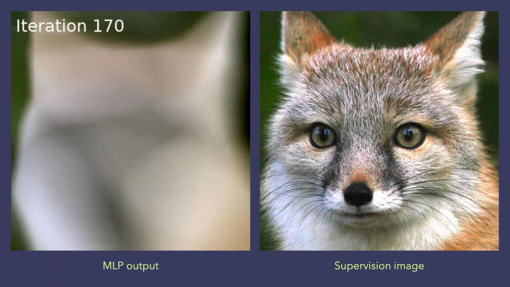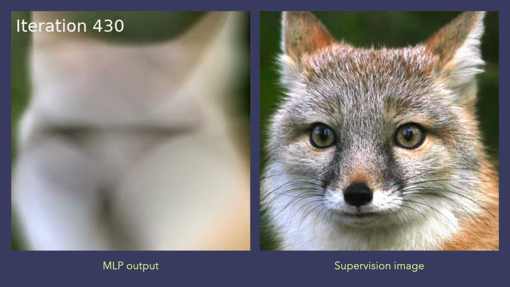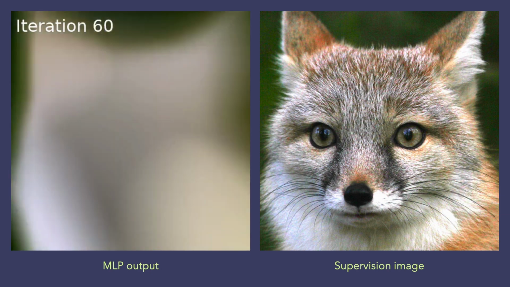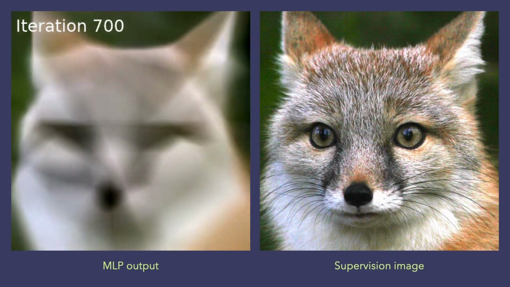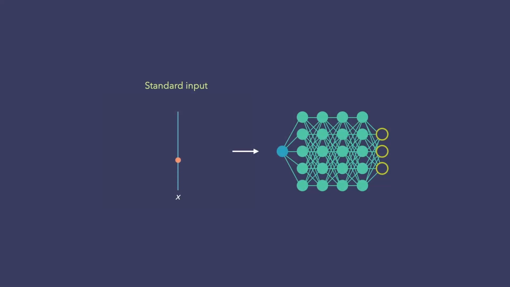This isn't just a problem for training MLPs to represent images. You can see this effect when training MLPs to represent other high-frequency functions on low-dimensional domains like 1D curves and 3D shapes. In this work, we present a simple technique that fixes this problem.